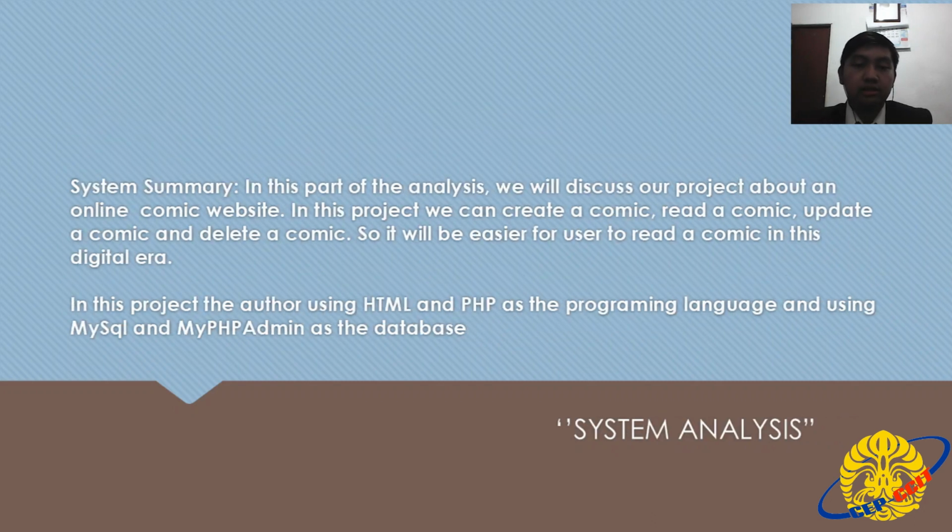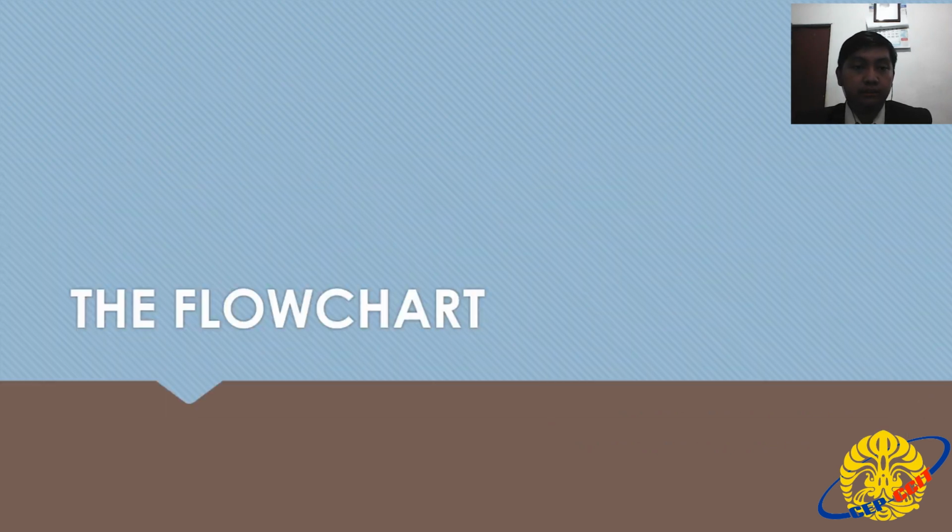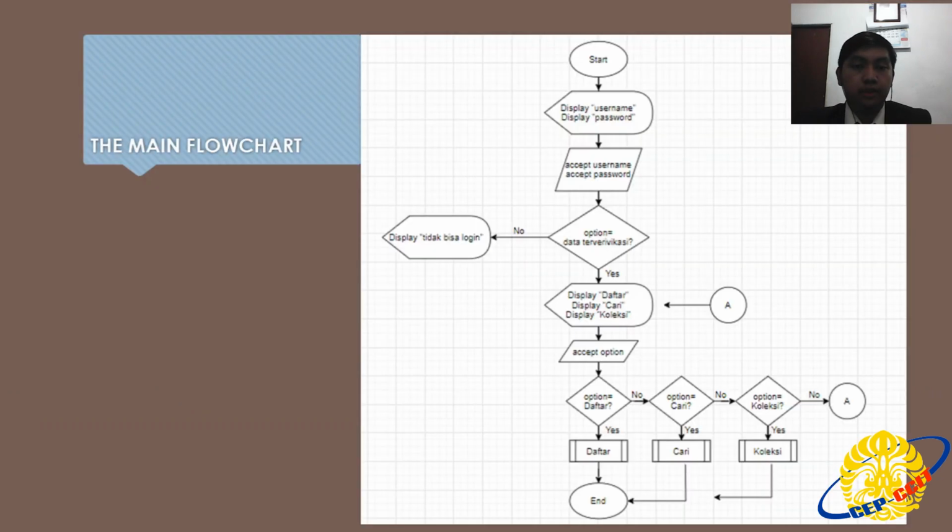About the system analysis and the database, my friend Sadam will explain it. We just jump into the flowchart. This is the main flowchart. After we apply the link, it's going to display username and password. So we have to input our username and our password, and then the system will accept the username and password, and it's going to ask the option: data terverifikasi, yes or no. If no, it's going to display tidak bisa login.